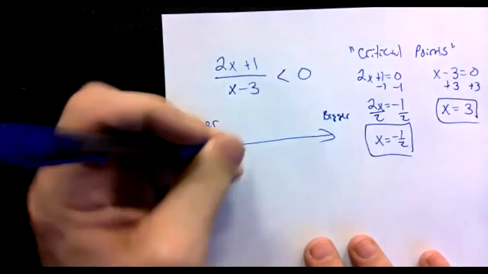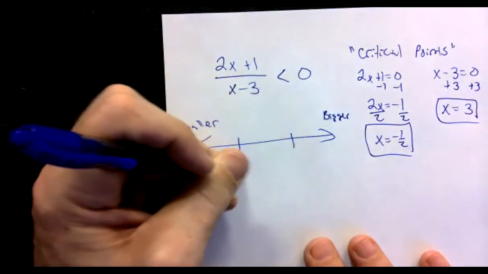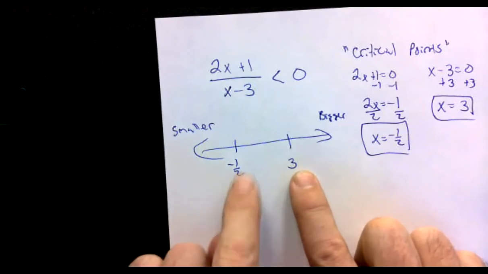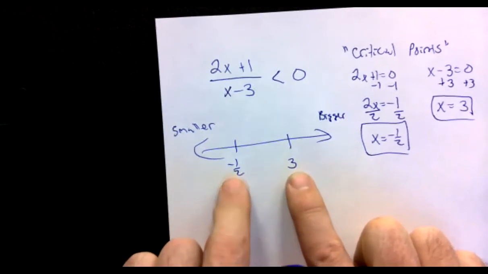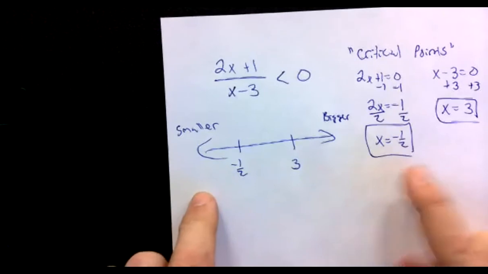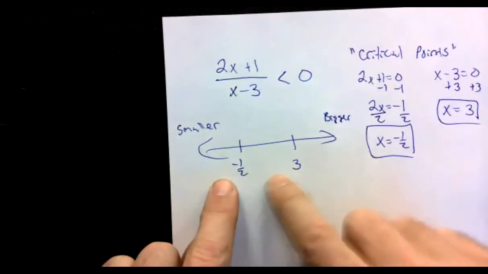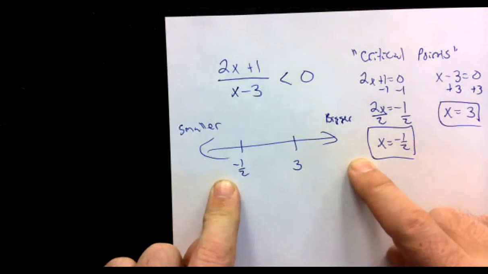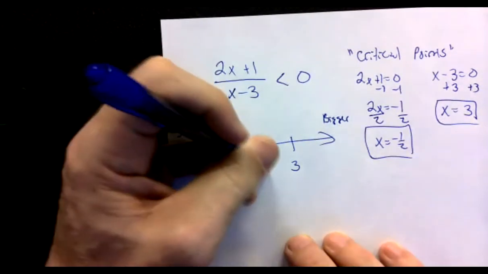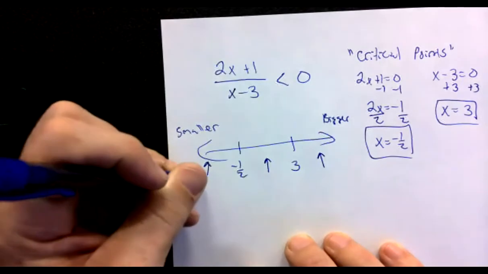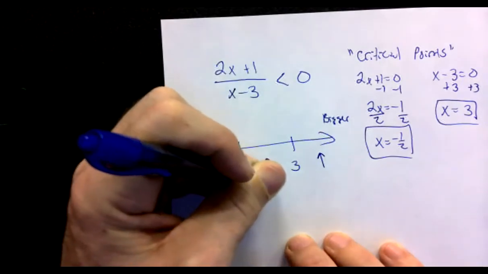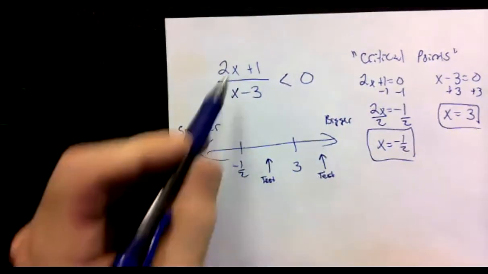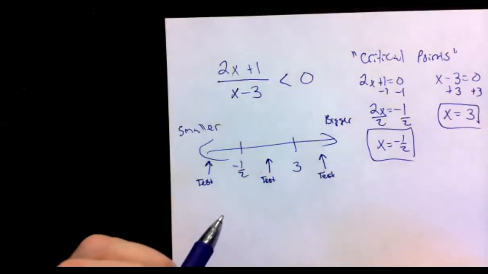So whenever we put this on our number line, it doesn't really matter where we put -1/2 or 3. Just understand that the bigger number has to be somewhere over here to the right. Your smaller number has to be somewhere over here to the left. If we had more numbers, make sure they go in order from small to big. Then again, we're going to choose some point in between. Doesn't matter which. And we're just going to test those by plugging them into our original problem.